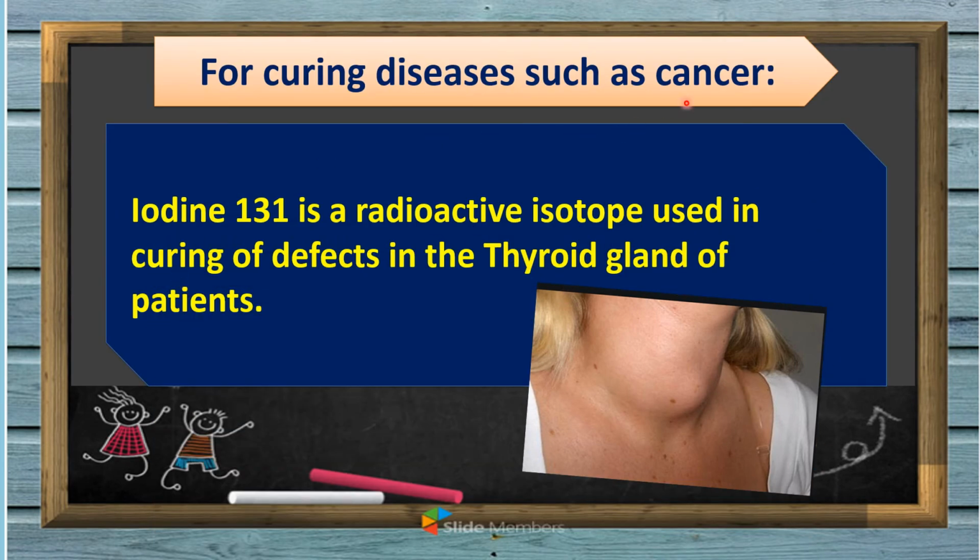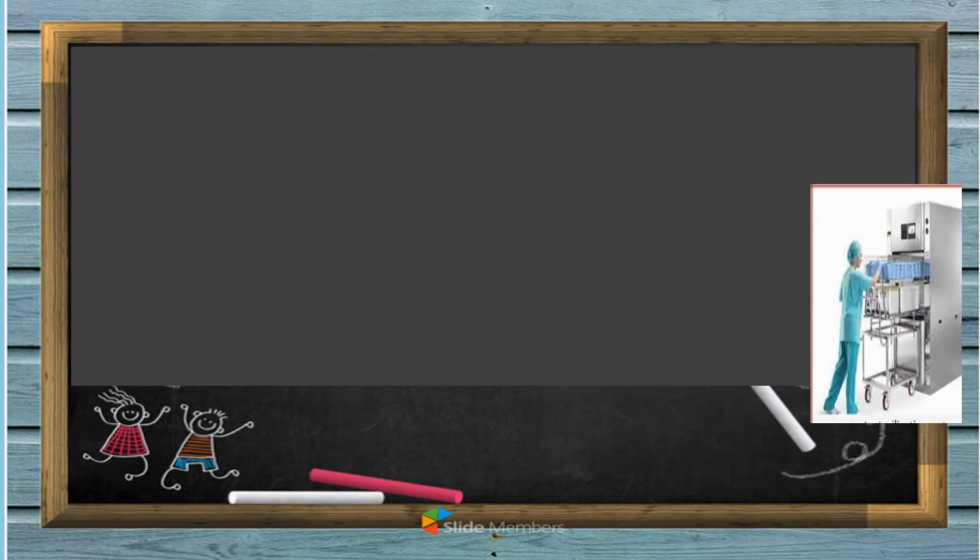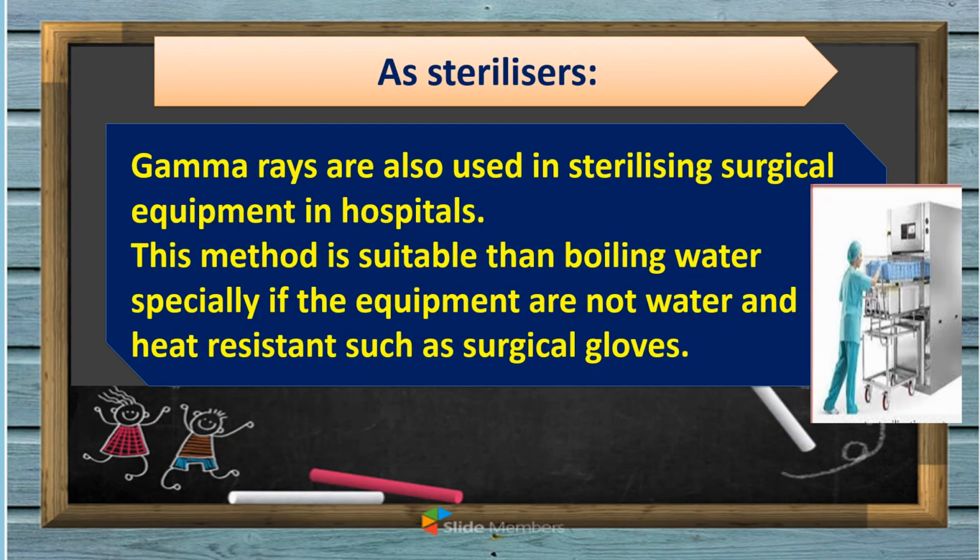For curing diseases such as cancer, iodine-131 is a radioactive isotope used in curing the defects of the thyroid gland of patients. As sterilizers, gamma rays are also used in sterilizing surgical equipment in hospitals. This method is more suitable than boiling water, especially if the equipment are not water or heat resistant, such as surgical gloves.